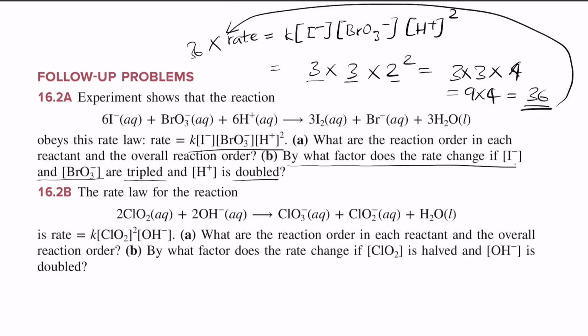So when you triple I minus and BrO3 minus and double H plus, we can consider that the rate increases by 36 times. This is how we can determine the change when a question says that one is being tripled or the other is being doubled. Use the factor directly without k, but make sure that the powers are kept. We don't use the k here, but we still use the powers. With this, we can determine the rate of reaction.